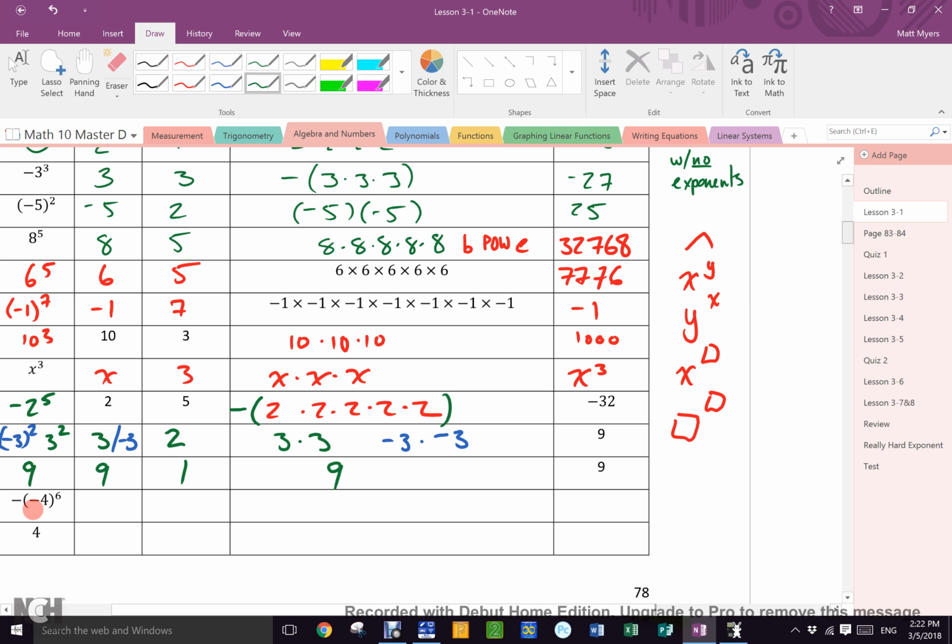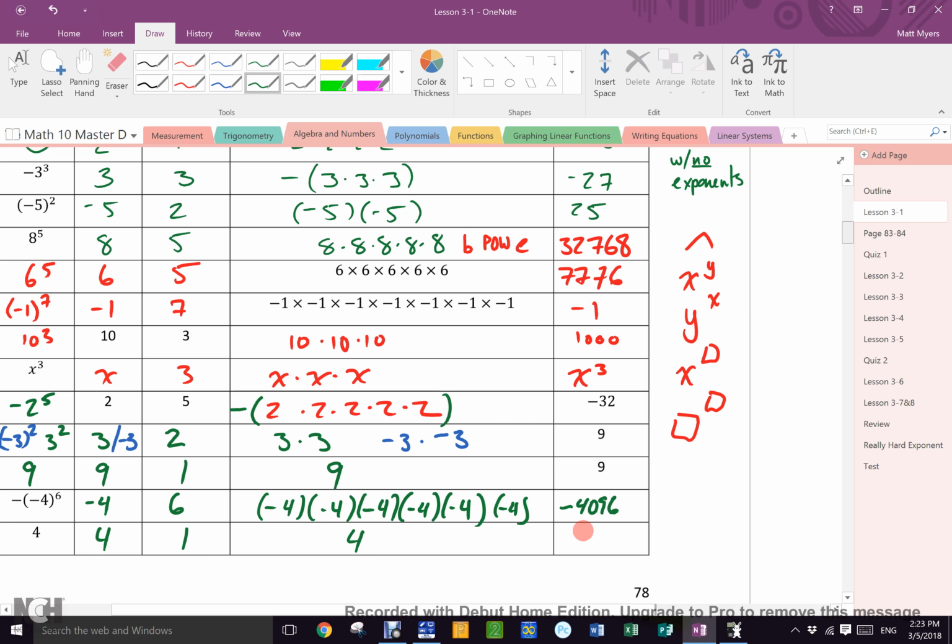Now, this is the trickiest one. What's the base? Negative 4, and I need how many of them? 6. Now, negative 4 times negative 4 is a positive. And negative 4 times negative 4 is a positive. And negative 4 times negative 4 is a positive. So that must be all positive, yes? But there's a negative out in front. So the answer is going to be negative 4,096. What's the base? Negative 4. Exponent is 6.